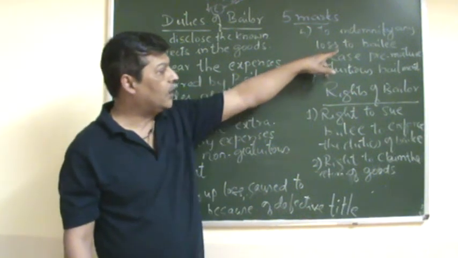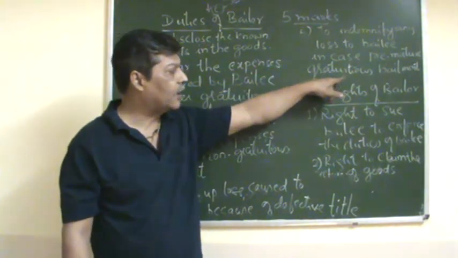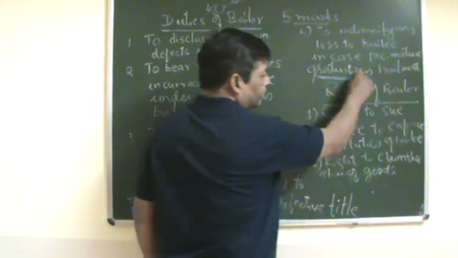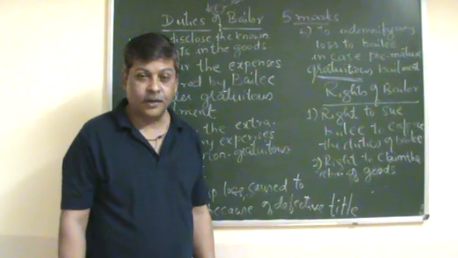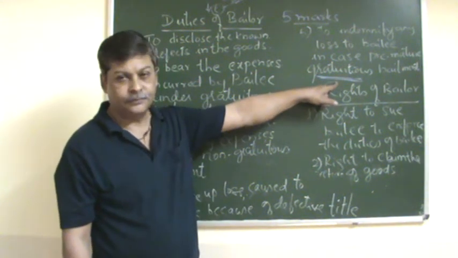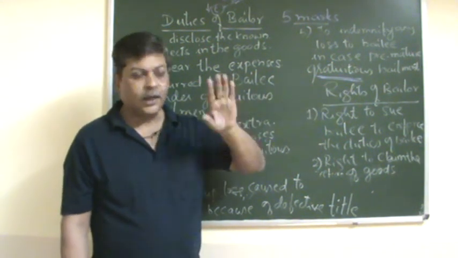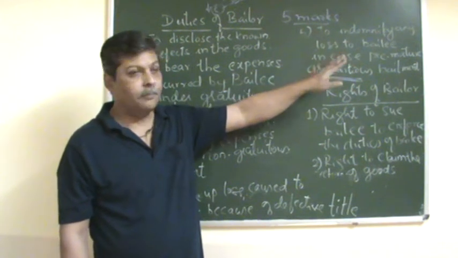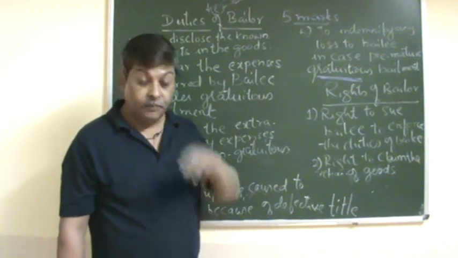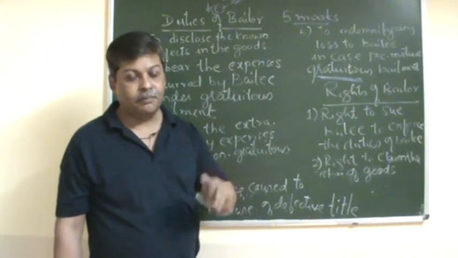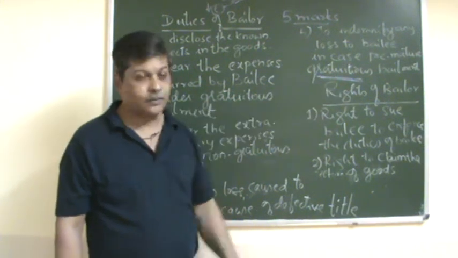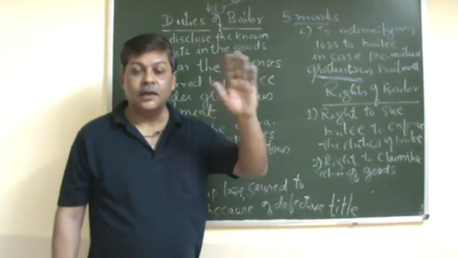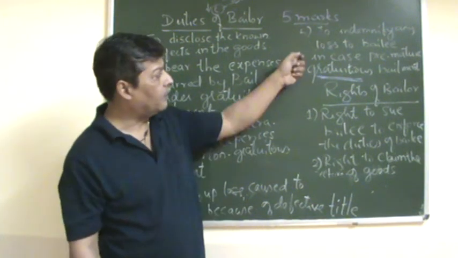To indemnify any loss to the bailee in case of premature gratuitous bailment. Remember, we are taking it as a gratuitous bailment. Premature: if the bailor ends the bailment before the specified time, it must be a gratuitous bailment, and because of that the bailee incurs any loss, then the bailor has to indemnify him.